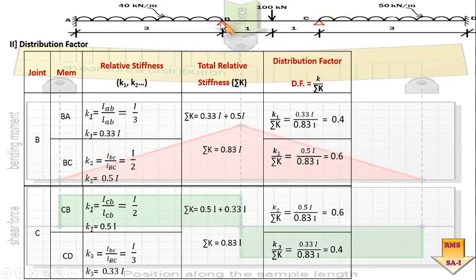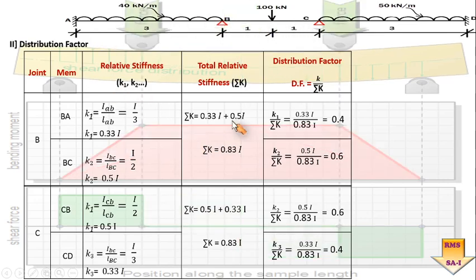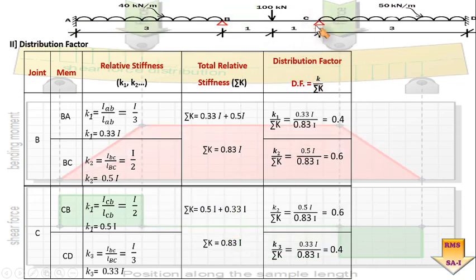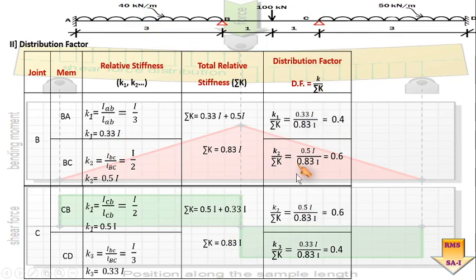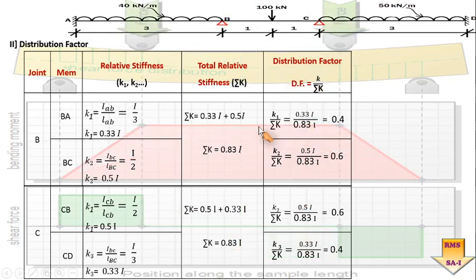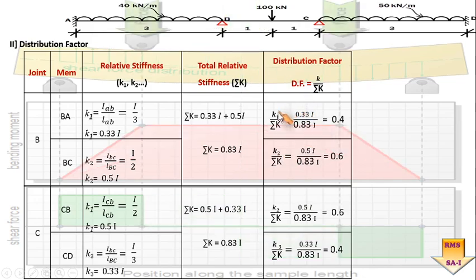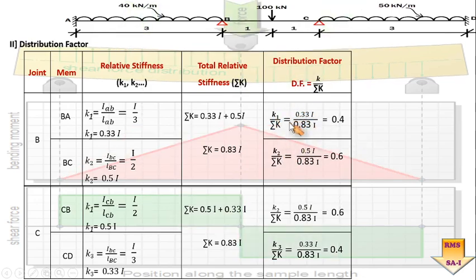So about this joint, it is K1 plus K2, and about this joint it is equal to K3 plus K4. So this is how we have to work out the value of the total relative stiffness. And the next part about this particular table is to find out the distribution factor.